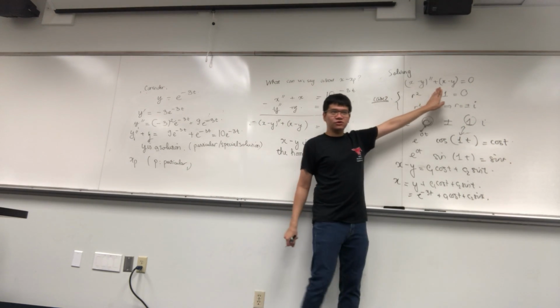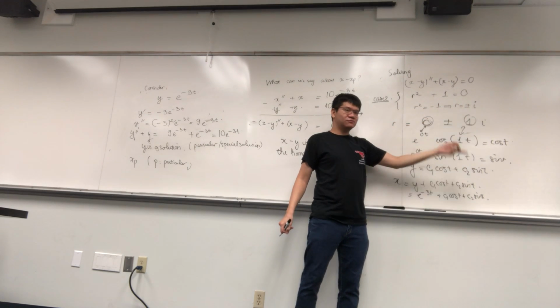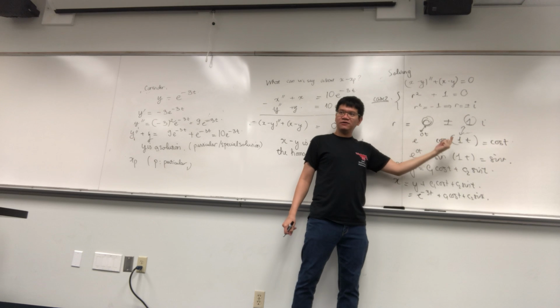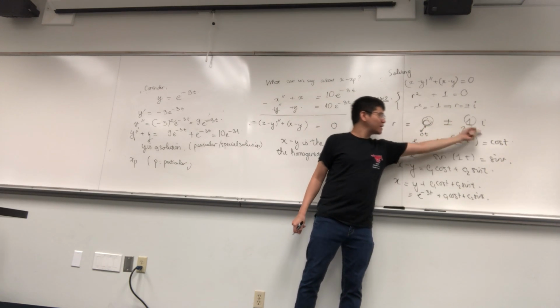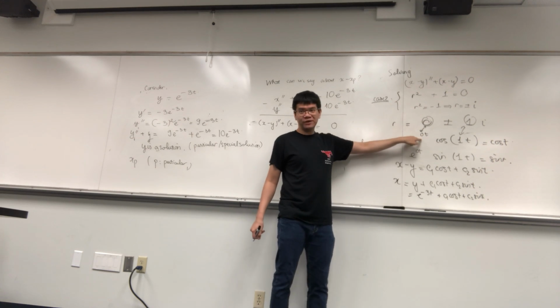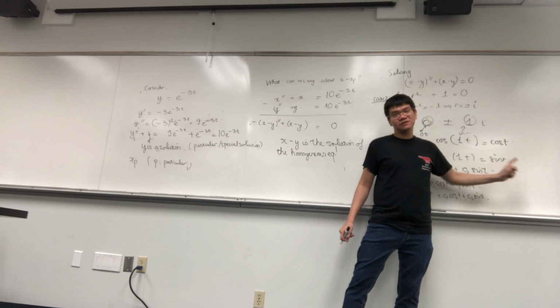So this is case 2. r squared plus 1 is 0, meaning that r is plus or minus i. I'm going to use the table in case 2. So this is 0 plus or minus 1i. The 0 will go to the exponential, and the plus and minus will go to sine. So this gives me cosine and sine.